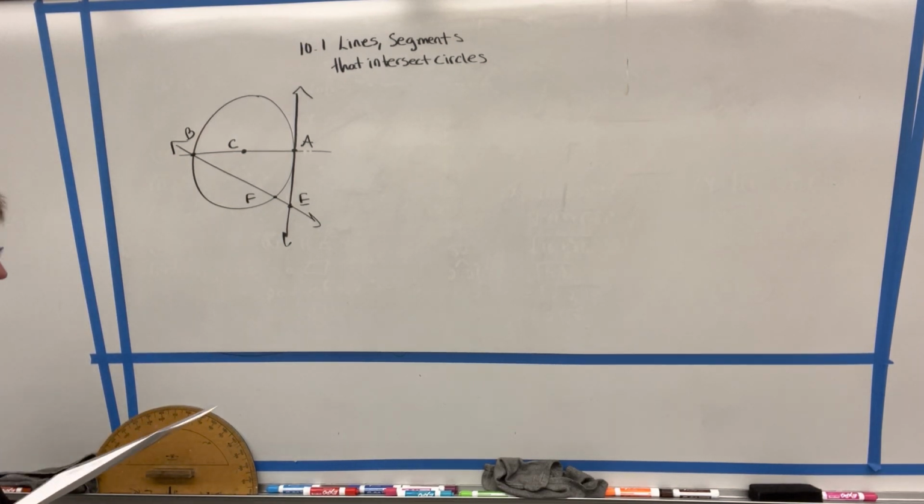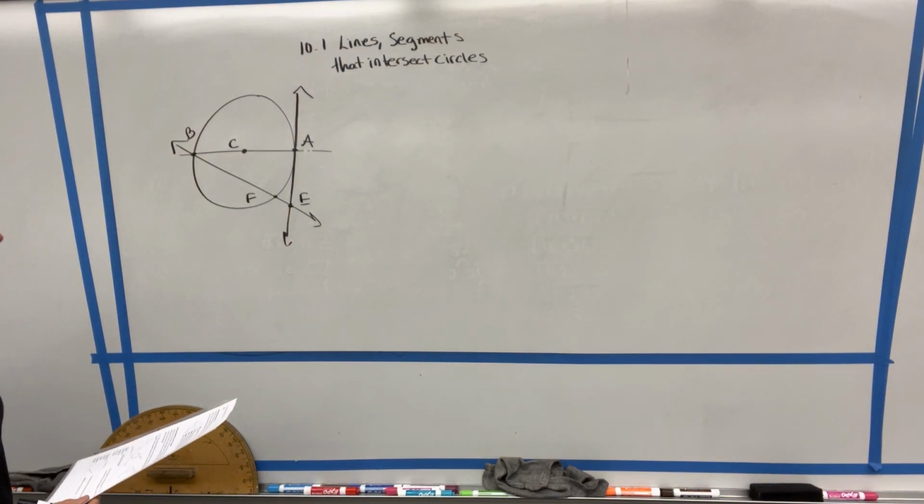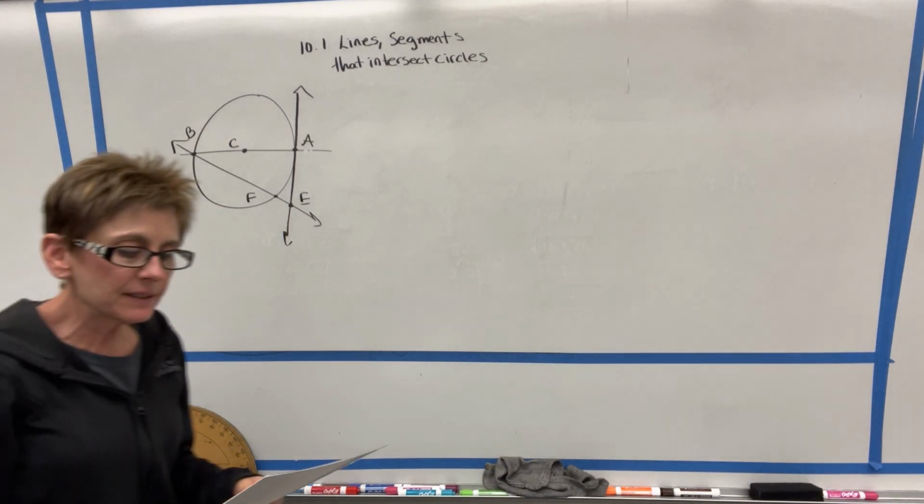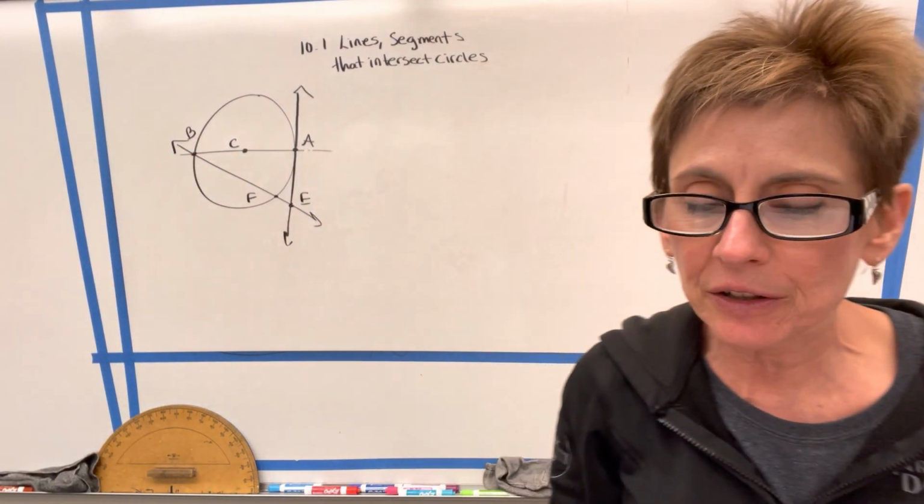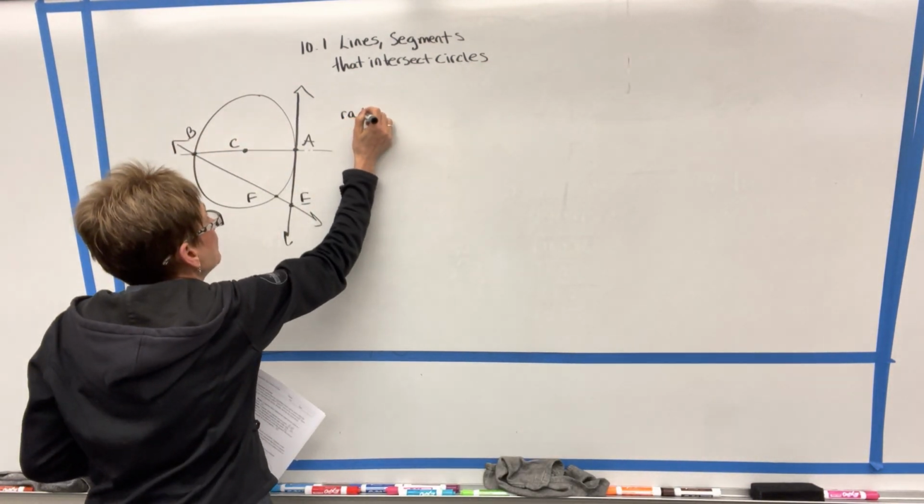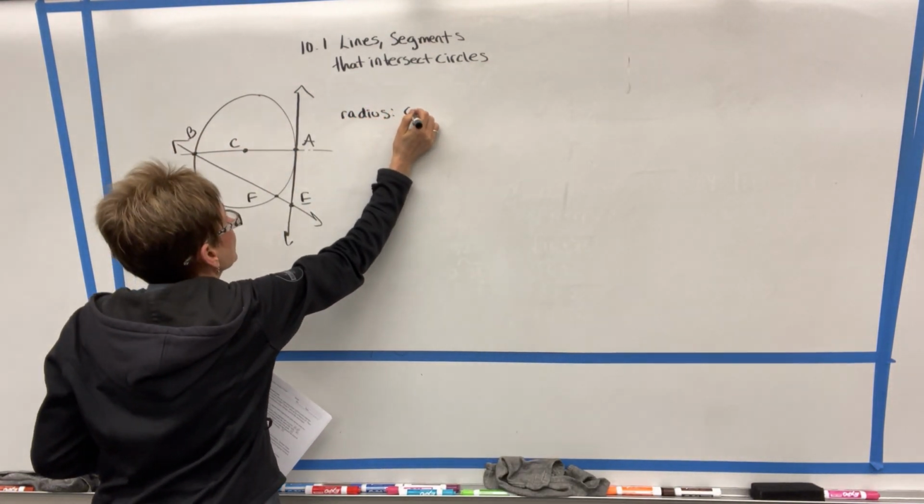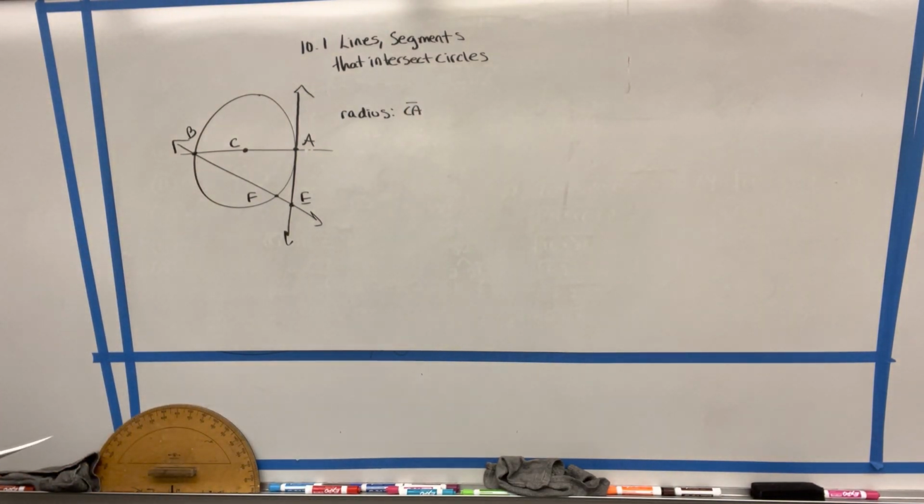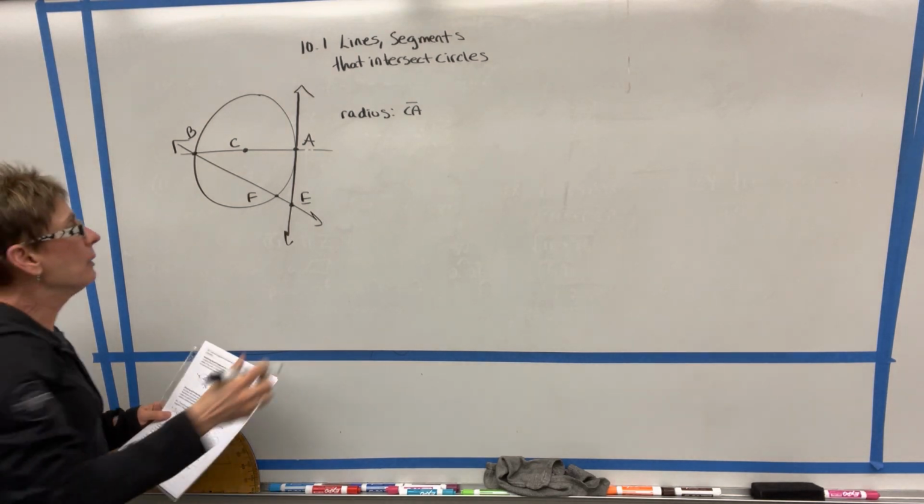All right, so is there somebody who can look at that picture and come up with a radius? What would be an example of a radius? A radius is a segment whose endpoints are the center and any point on the circle. So one example of a radius might be, for example, CA. You could also say CB. That would be great.